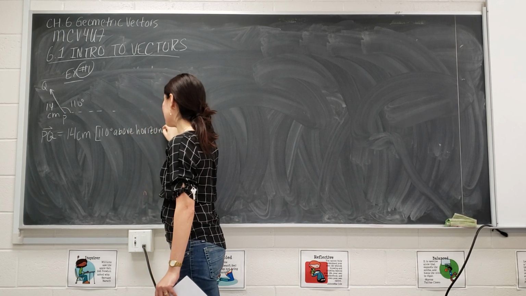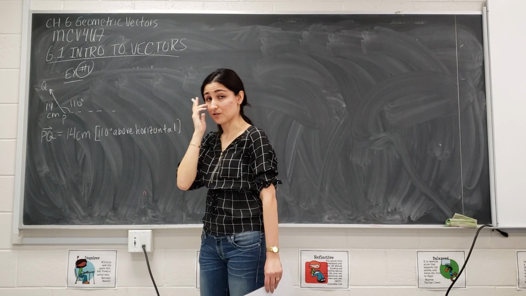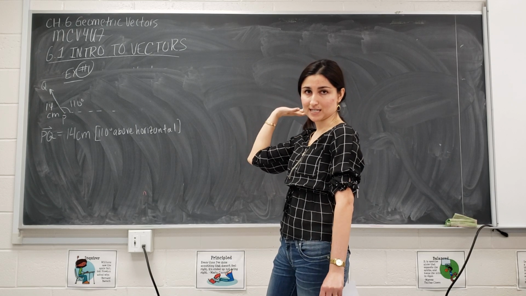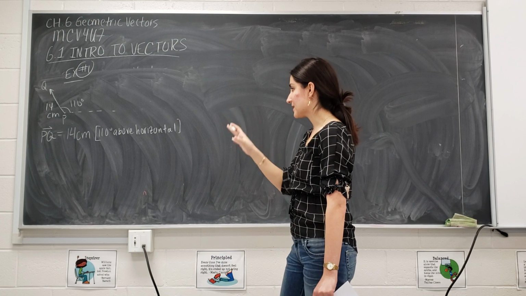Now, if you're wondering, well, if I start the horizontal from the other side, I'm going to end up with a different direction. Okay, so when we measure angles, you always start from the positive x-axis and you go counterclockwise. Okay, so that's the case.